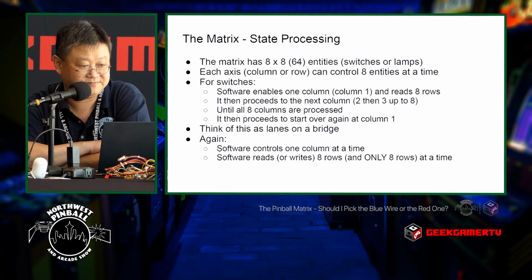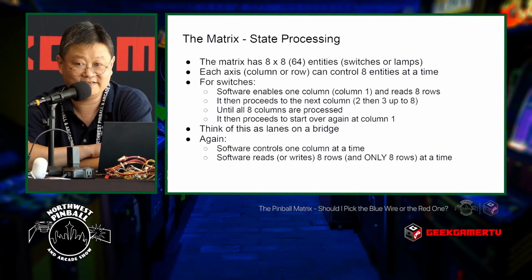State processing. So the matrix has an 8x8, 64 entries, switches or lamps. Each axis is a column or row, can control 8 entities at a time. So the way the switch matrix works, at least on a WPC machine, and it's true with System 11 as well, is the software will enable one column and then read 8 rows. It reads all 8 rows at one time.